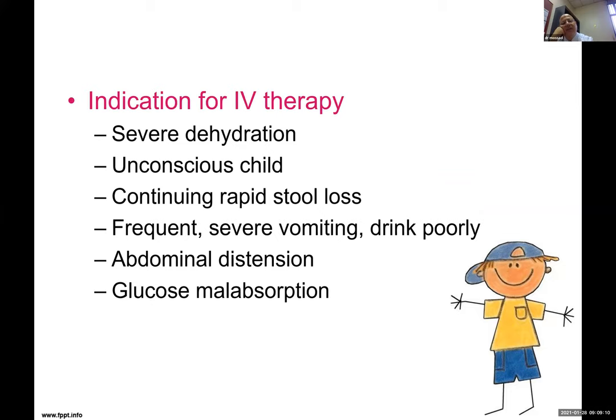When to use IV fluid: if it is severe and the patient's sensorium is not good, he has very rapid stool loss or severe frequency, vomiting and drinking poorly, the abdomen is distended, or there is glucose malabsorption, and sometimes social situation, like if you have an orang asli patient and you are afraid, you can admit and try to manage him before leaving.